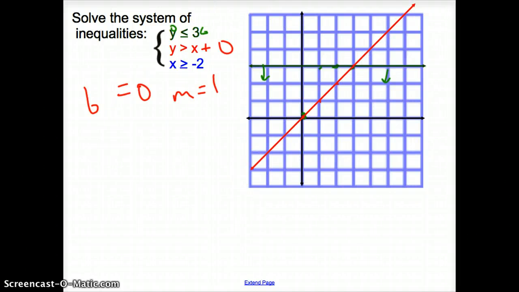And now we also have to figure out how I am going to shade this. Now, y is greater than x. That runs through 0, 0. So since that runs through 0, 0, we cannot use that point. And oops, I made a mistake. That's not supposed to be a solid line. That is supposed to be a dotted line because it is a greater than sign.